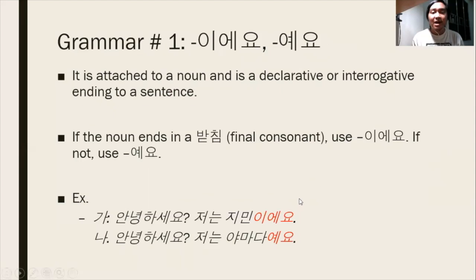So let's proceed to the grammar points. The first grammar point is 이에요, 예요. This grammar point is attached to a noun and is a declarative or interrogative ending to a sentence. If the noun ends in a 받침 or a final consonant, use 이에요. If not, use 예요. So let's look at the sample sentences right here.